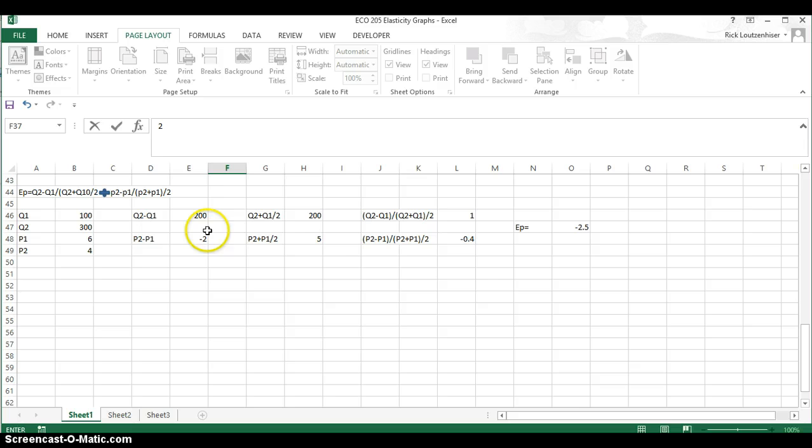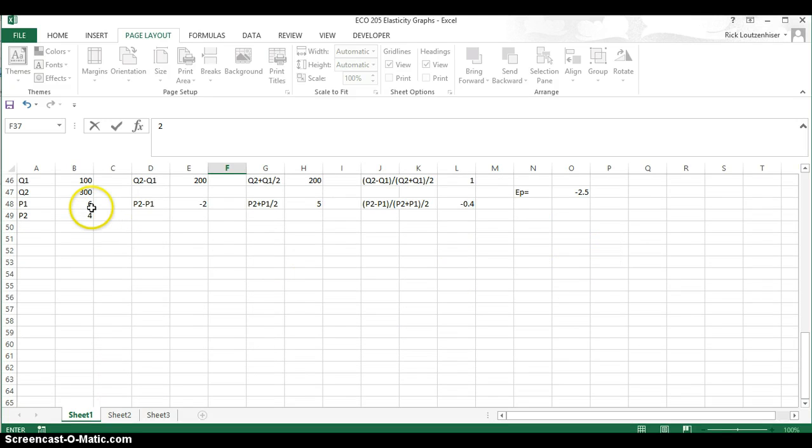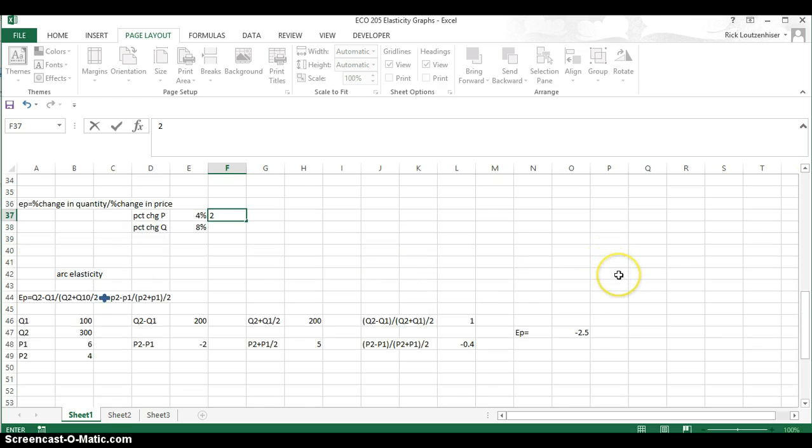And if I just run this calculation through, I end up with elasticity equal to minus 2.5. Now, it is the absolute value of elasticity that we're interested in, so that would take the negative sign away and be 2.5. So a price reduction from 6 to 4 would give us an elasticity of 2.5, which is the elastic region, and the total revenue is expected to increase there.